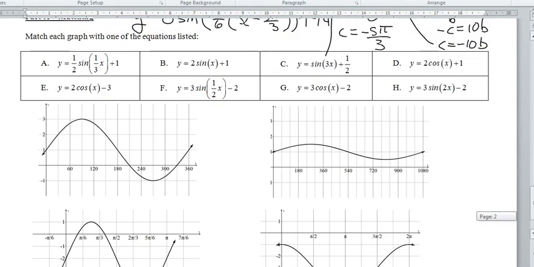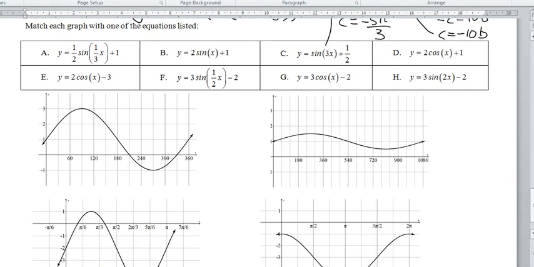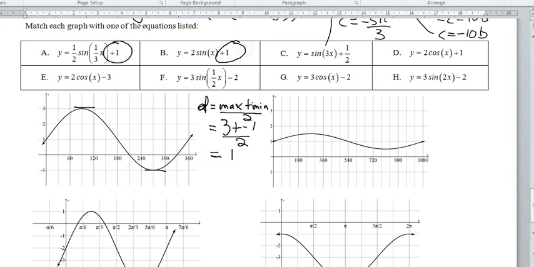Okay, we got a number of functions here. Match each graph with one of the equations listed. Now, this one's going to be in degrees. So let's just start off by finding A. What's A? Actually, sorry, let's find D. D is equal to max plus min over 2, right? What's the maximum? 3 plus negative 1 over 2, which is equal to 1. So we're looking for a 1. There, there, there.